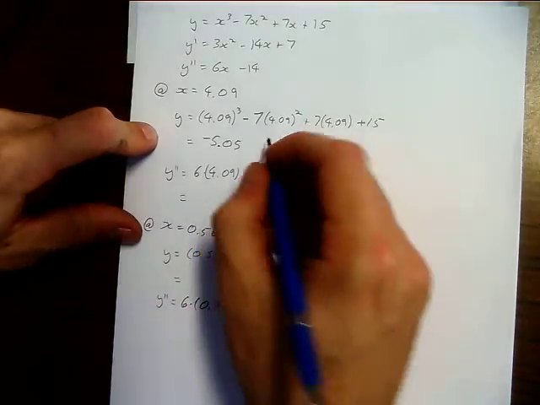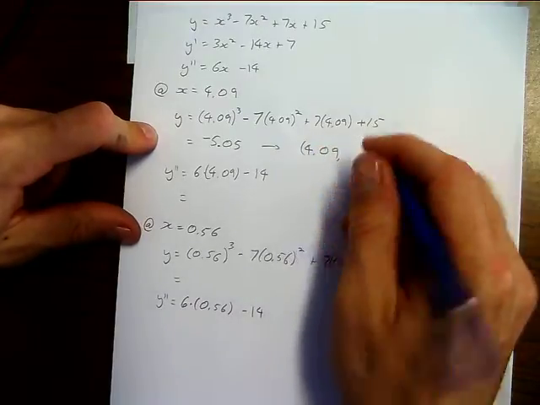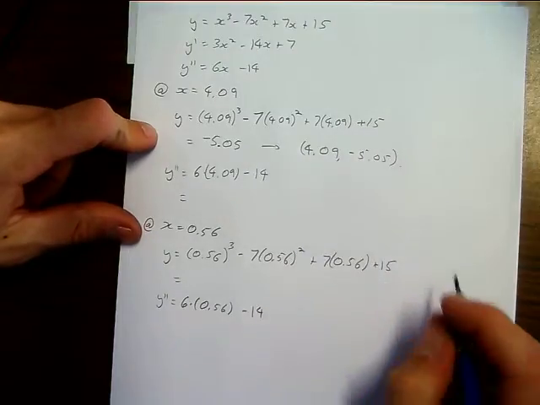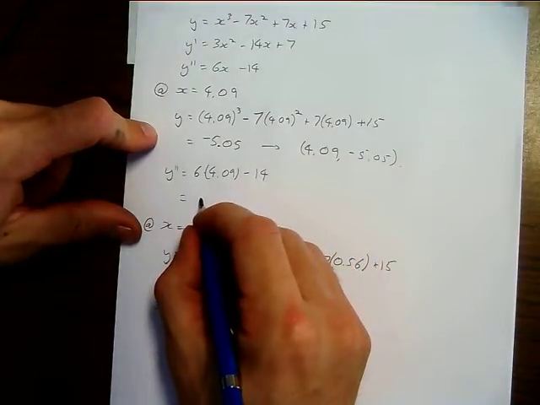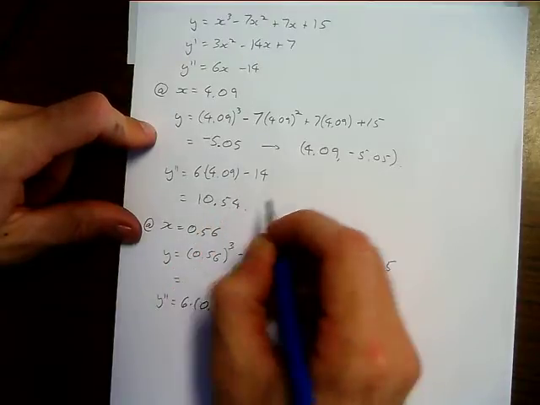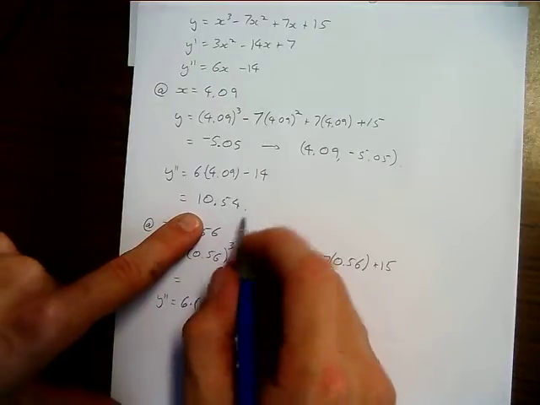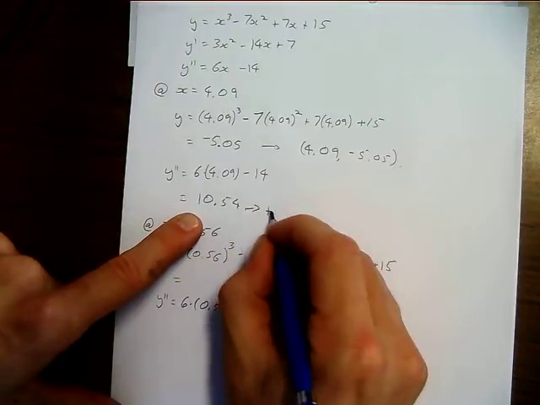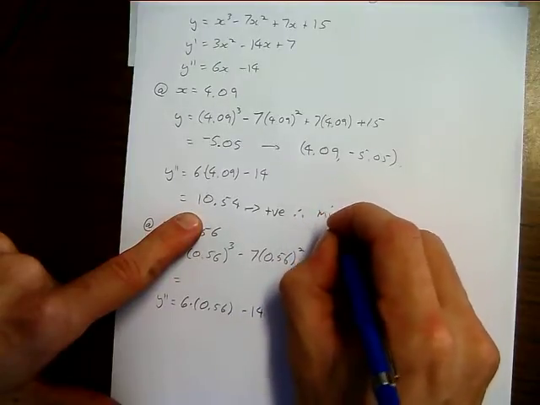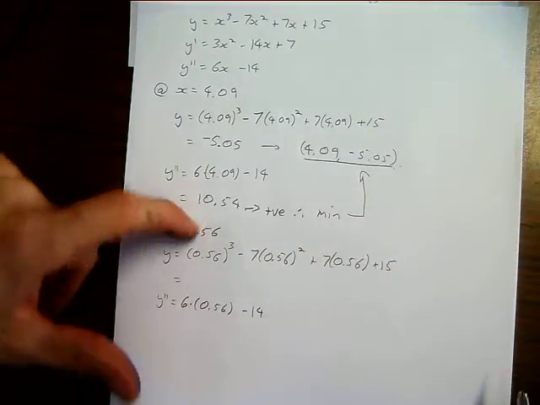Okay, so we've got our first point is 4.09, negative 5.05. Y dash is 10.54. So 10.54, now is that a positive or a negative number? That's positive, so it is a min. So this point here is a min.